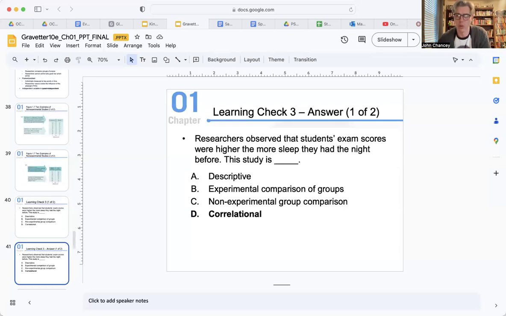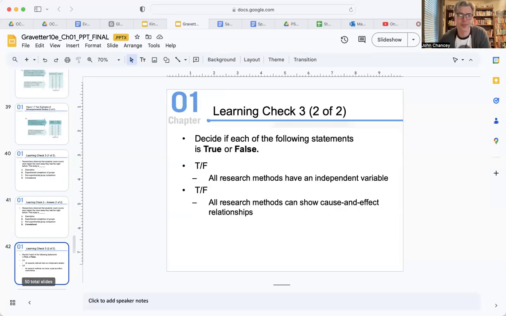Yeah, it's D, correlational. We're just looking at the relationship between sleep scores and exam scores. Next one: all research methods have an independent variable. And next: all research methods can show a cause and effect relationship. Are these true or false? Go ahead and pause the video and make your answer.